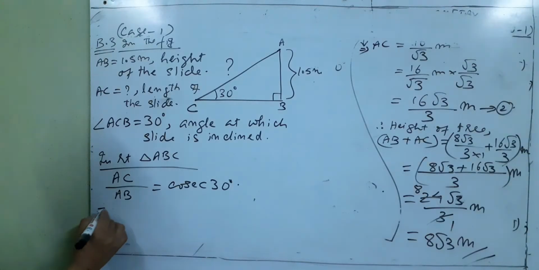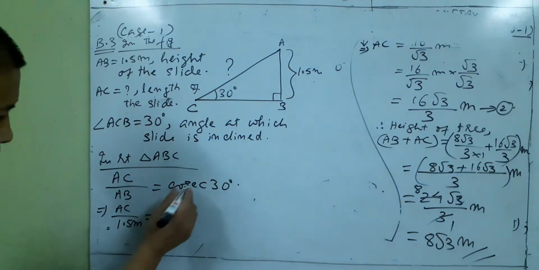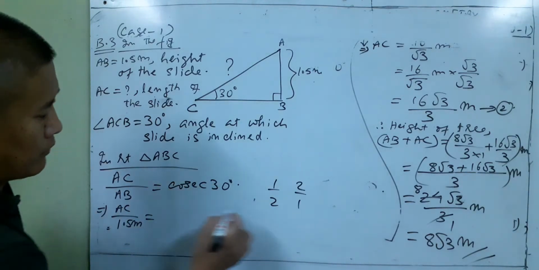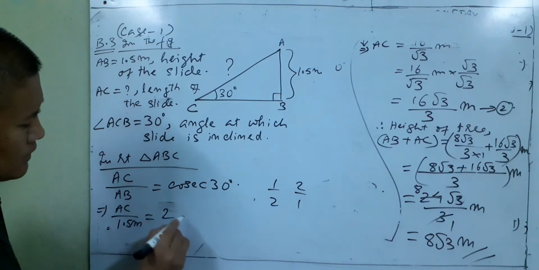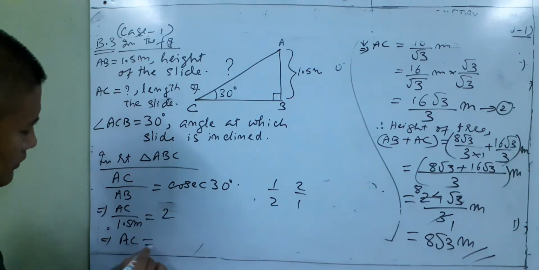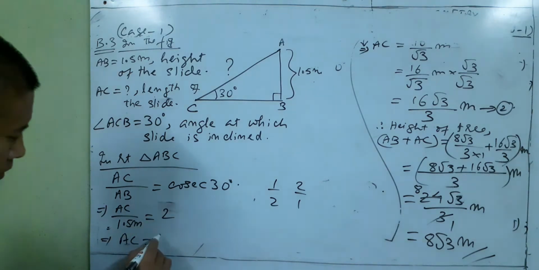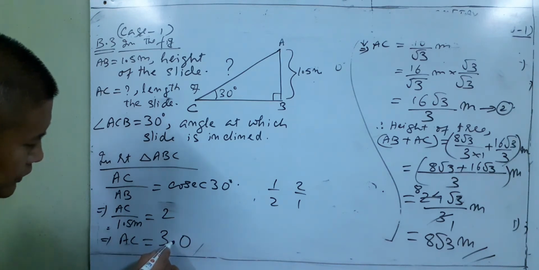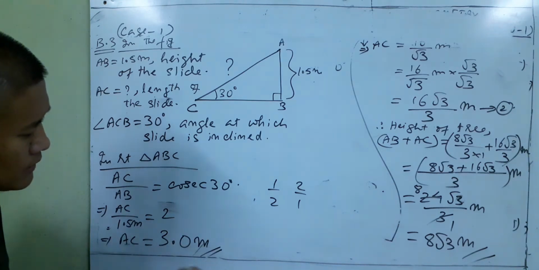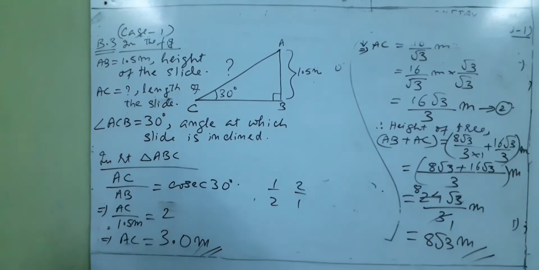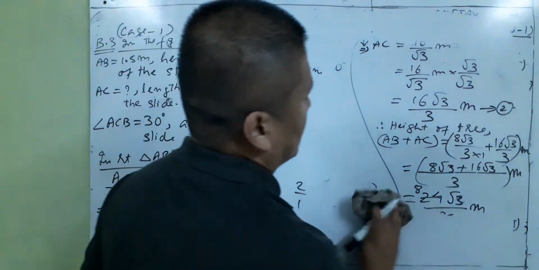So that gives you AC by AB is cosec 30, where AB is 1.5 meter. And sine 30 is half, so cosec will be the reciprocal, 2 by 1. So 2 by 1 means simply 2. So AC will be equal to 1.5 into 2, which is 3 meter. So that's your answer. The length of the slide is 3 meter. You can write it or you can just stop there.